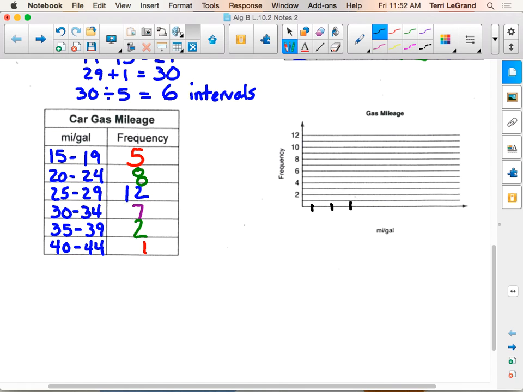Anybody unclear what you should be doing? We need equal distance intervals. We keep measuring off 8 centimeters at a time until you have 6 intervals.